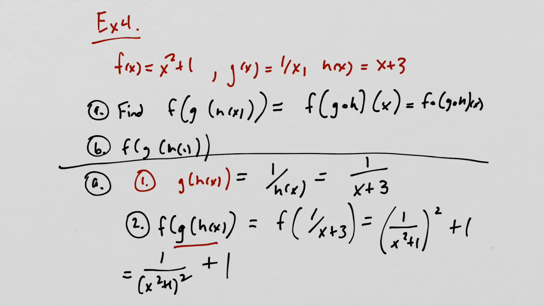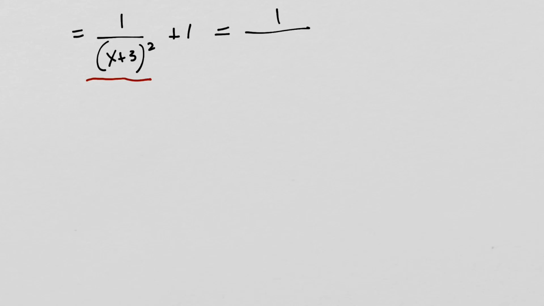Let me go ahead and start a new page. Writing out what we just had, we had 1 over (x plus 3) squared plus 1. So foiling this out, we get that this is going to be 1 over x squared plus 6x plus 9 plus 1. And now we want to combine this into one function here.